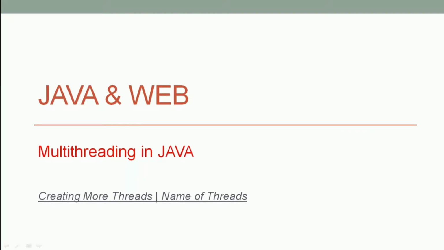In the previous videos of this session, we have created a new thread by using the Thread class. We have created a new thread by using the Runnable interface. But can we create more than one thread programmatically? Yes, we can do that. And one more thing, there can be different user-defined names for different threads.